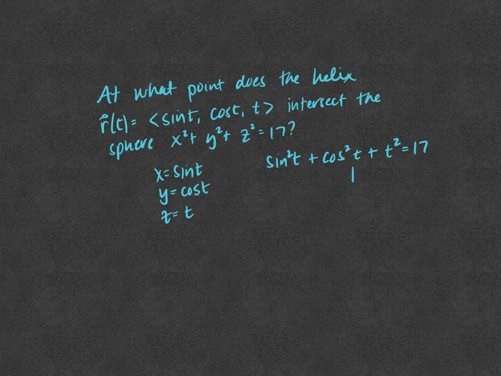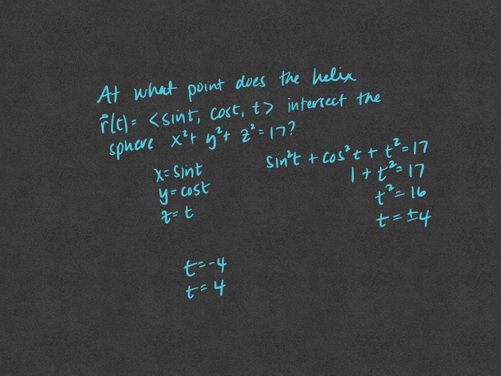And sine squared plus cosine squared is 1. So then t squared equals 16, so t equals plus and minus 4. That means that we have 2 sets of points here. We have t equals -4 and t equals +4. We're in radians when we do this problem.